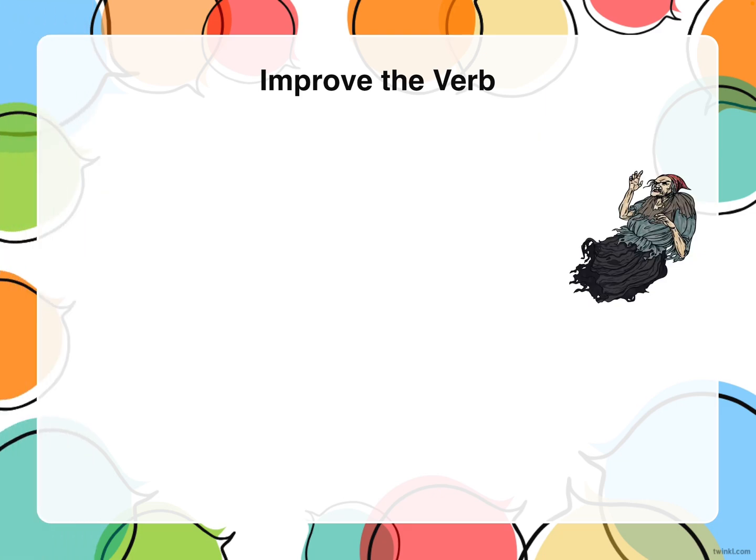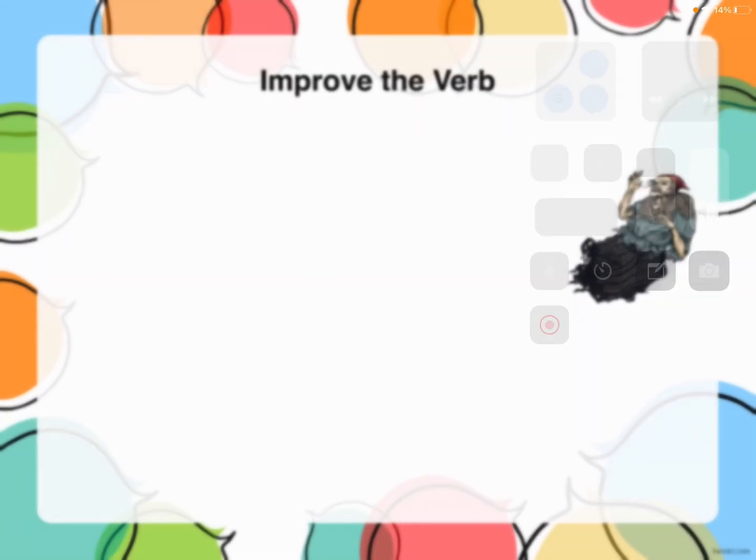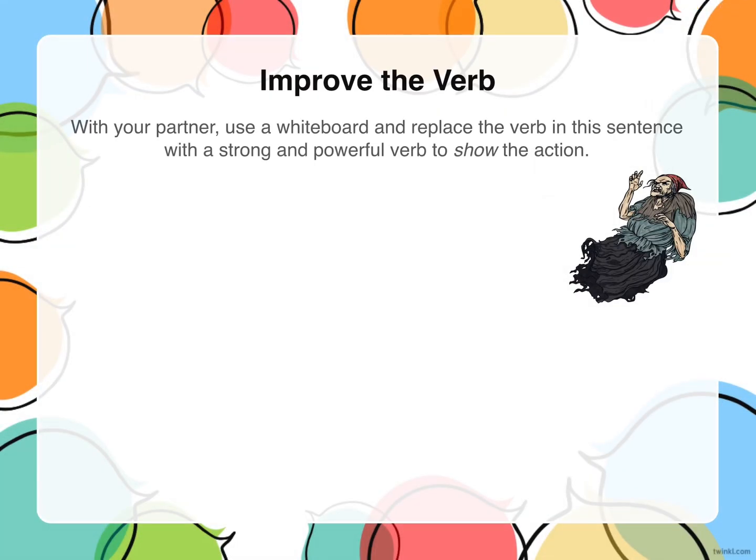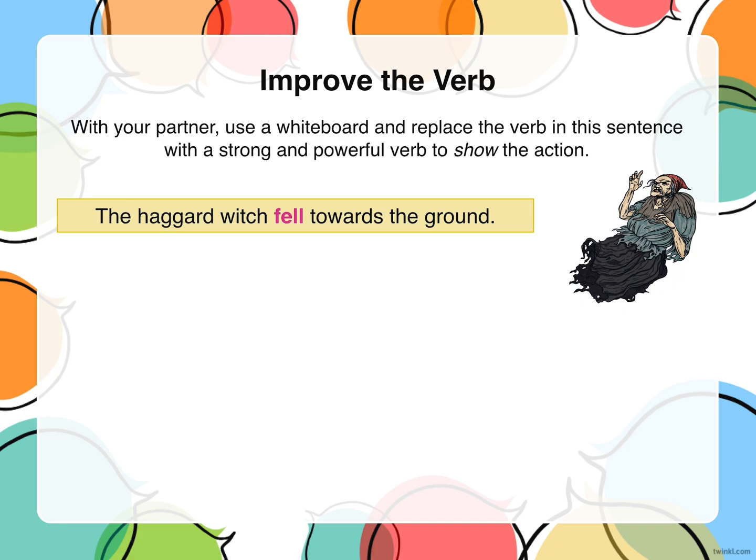Okay, boys and girls, welcome back. So, yeah. Now we're going to do a different sentence. In your jotter, you're going to write the haggard witch fell towards the ground. And underneath it, you're going to give me 3 powerful verbs that could replace the word fell. You can use your support mat for that. You can pause the video now.